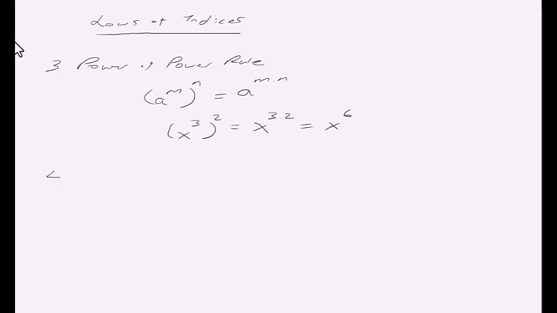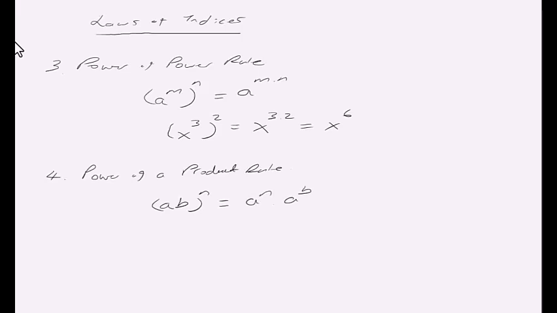Number 4 is the power of a product rule. And it simply says that if you have a variable a and a variable b, both to the power of n, then that index applies to both of the variables. So it becomes a to the n times by b to the n.